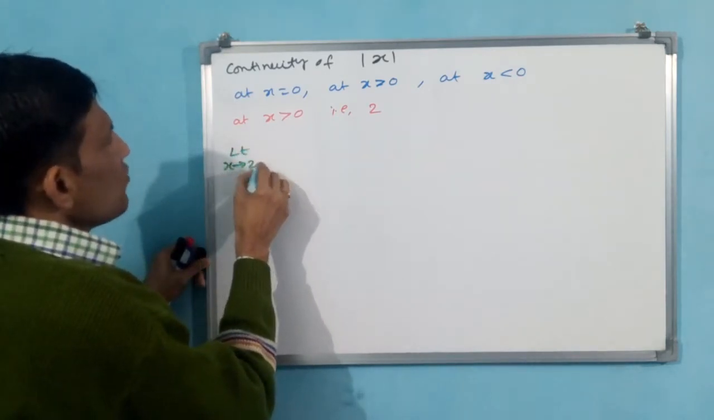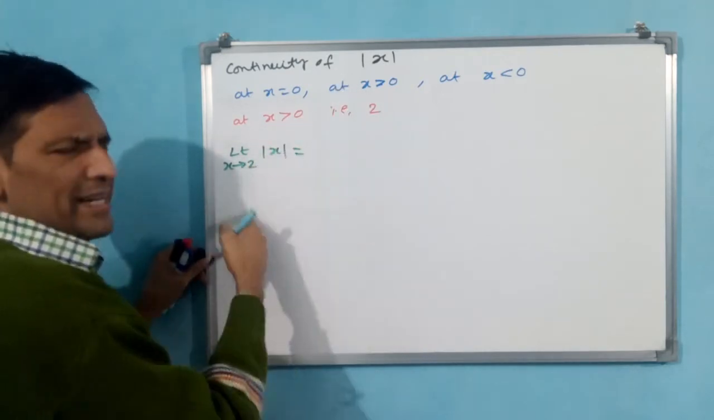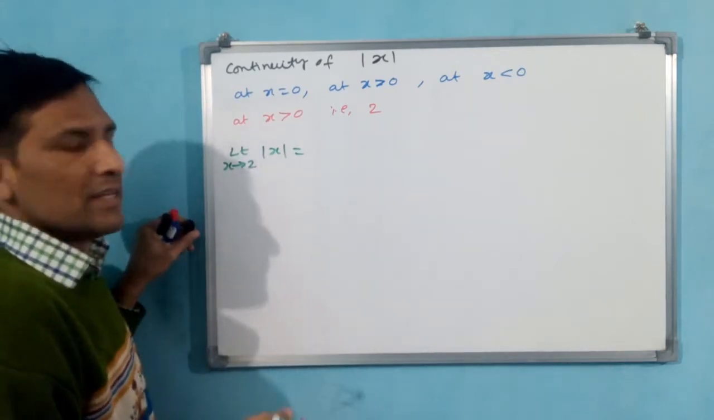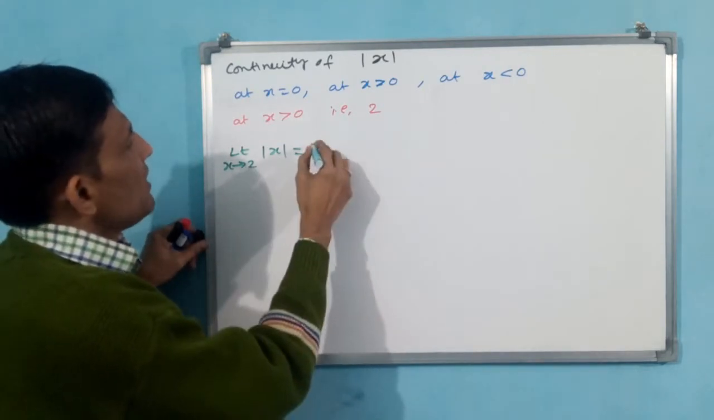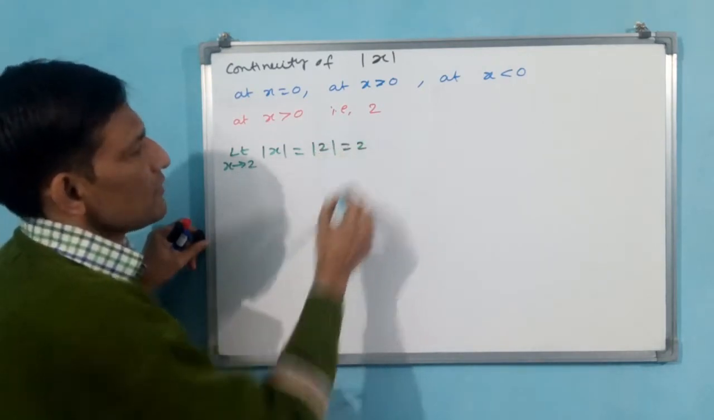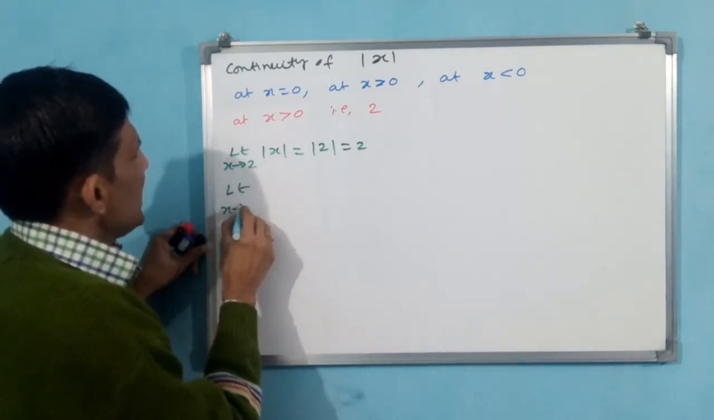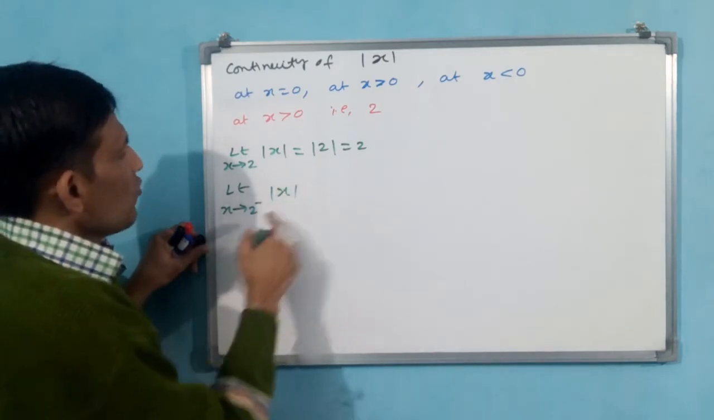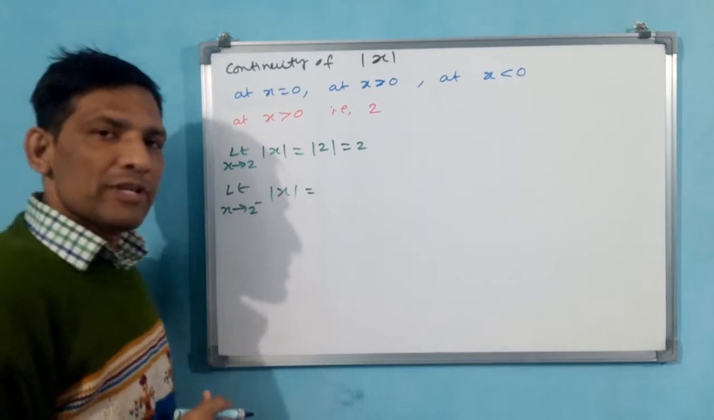Limit as x tends to 2 of modulus x, I have written directly because we should not waste much time on this. If you apply the limit, what will happen? Modulus 2, that is equal to 2. Okay, this is the main limit. Again, I am applying the left hand limit. 2 minus means left hand limit only. What are you going to apply here, you tell me.